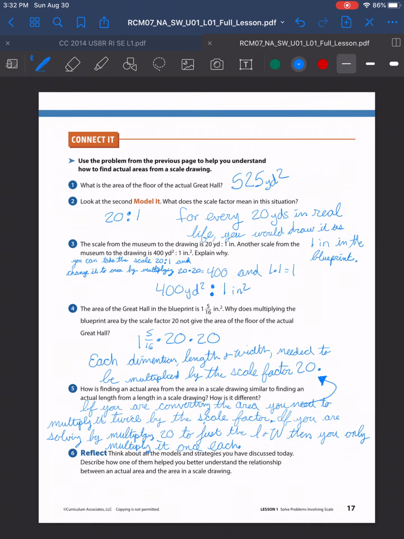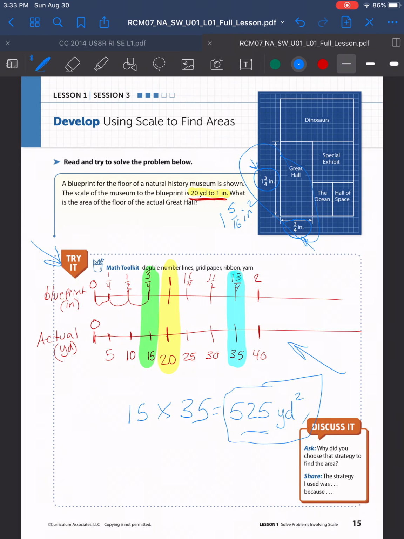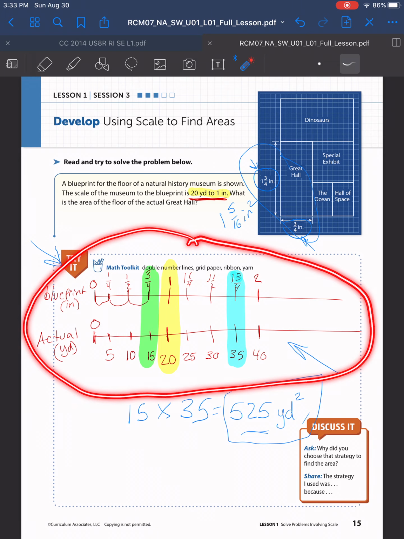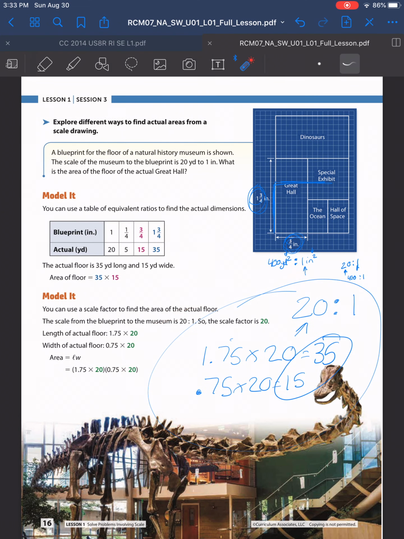Okay, reflect. Think about all the models and strategies you have discussed today. Describe how one of them helped you better understand the relationship between an actual area and the area in the scale drawing. Okay, so this question is more of an opinion. When finding the answer to this, did you prefer this nice little timeline where we got to match up all the numbers? Or did you prefer the math way where they were just like, well, duh, just take this times 20, and then multiply those? Okay, which way did you prefer?